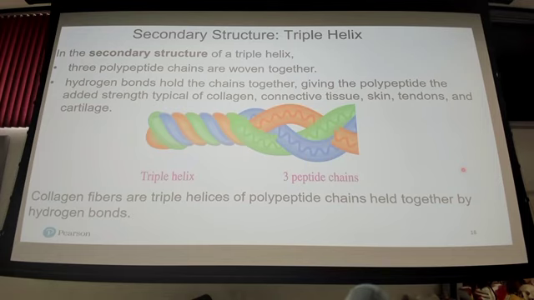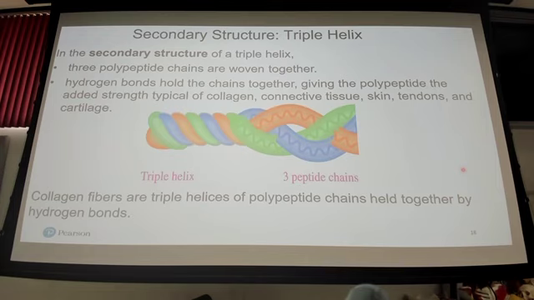What is the primary structure of an amino acid? What does that consist of? The sequence of amino acids. The sequence of amino acids bonded, what type of bond are they? Peptide. What's another name for peptide? Amide bonds. Yeah, that's correct.